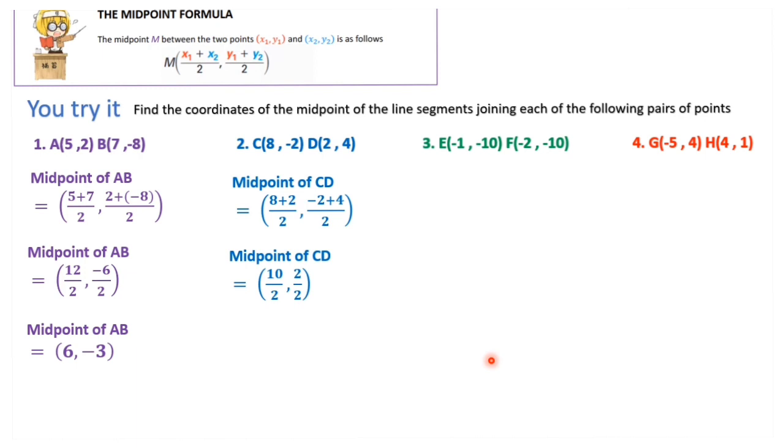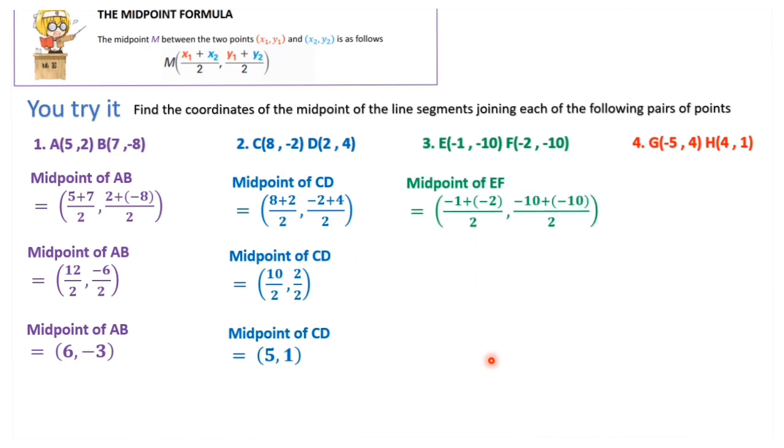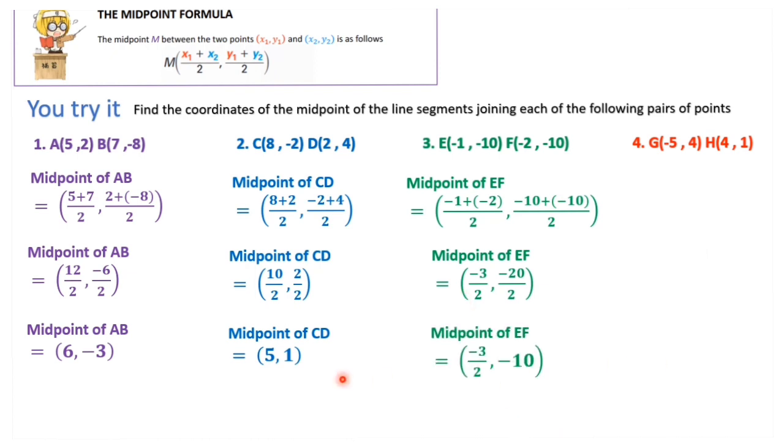So 8 plus 2 is 10 divided by 2. Then negative 2 plus 4, that's 2 divided by 2. 10 divided by 2 is 5. 2 divided by 2 is 1. And that's it. While for E, it's going to be negative 1 plus negative 2, negative 10 plus negative 10. Negative 1 plus negative 2 is negative 3 over 2. Sorry, negative 3 and then over 2. Negative 10 plus negative 10 is negative 20 and then over 2. Now, in here, as you can see the answer, negative 20 divided by 2 is negative 10.